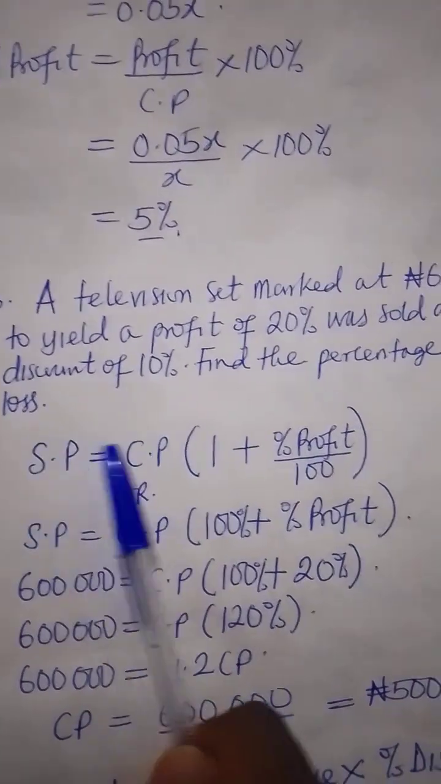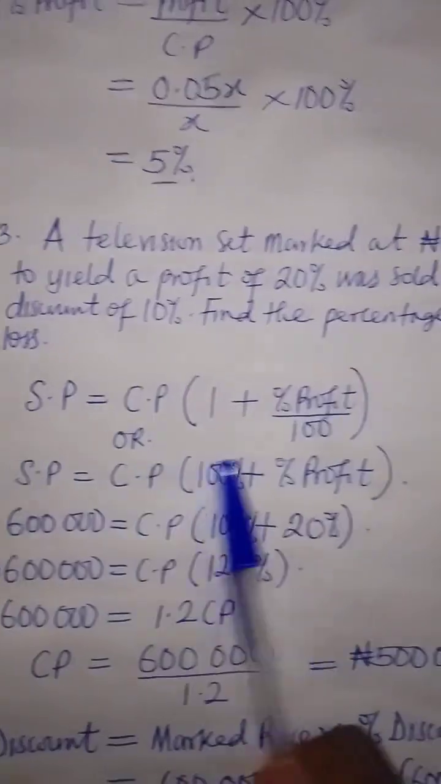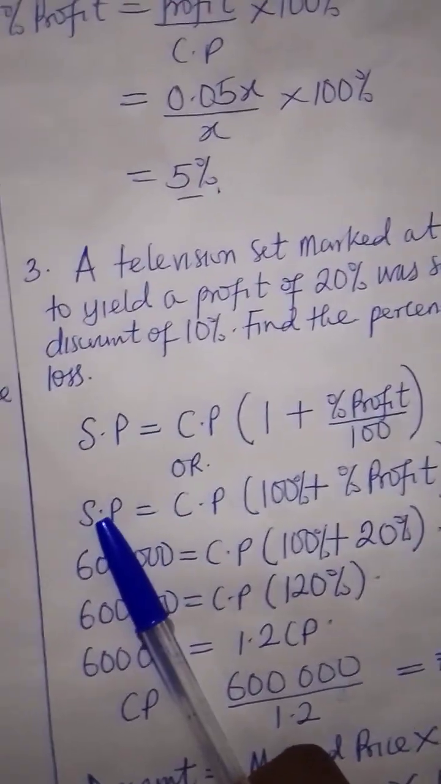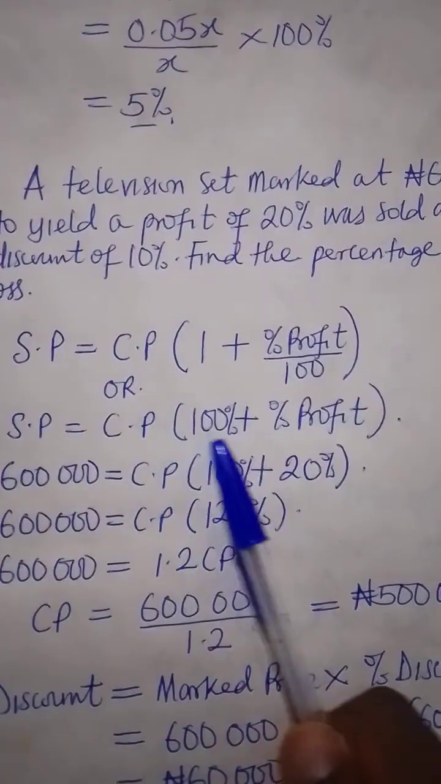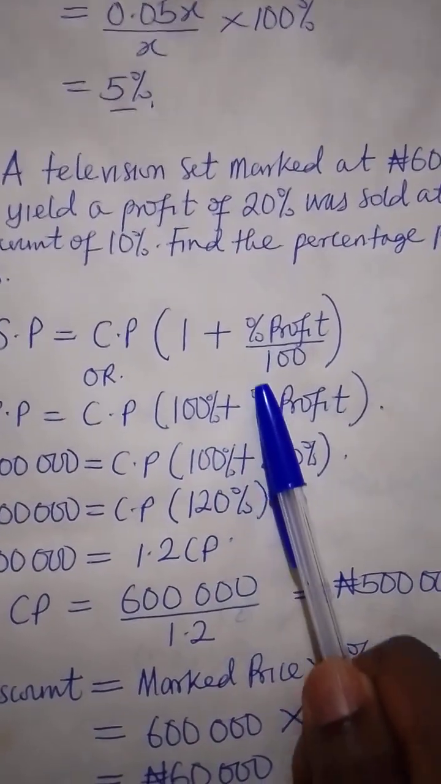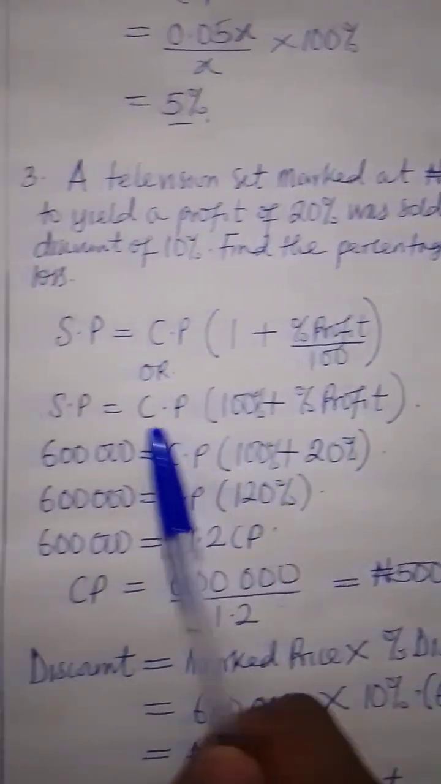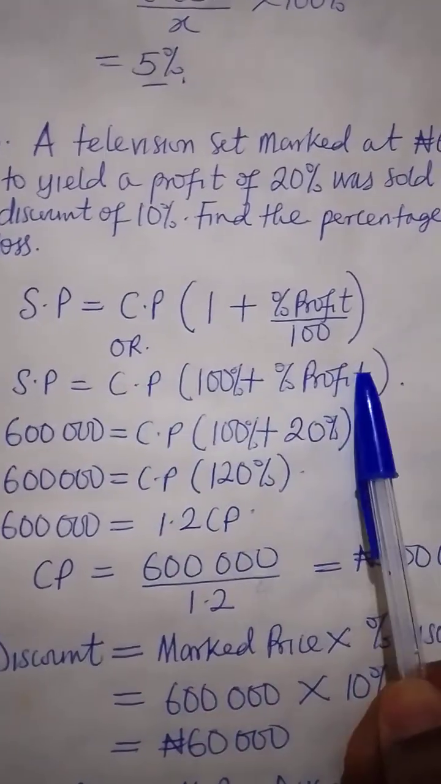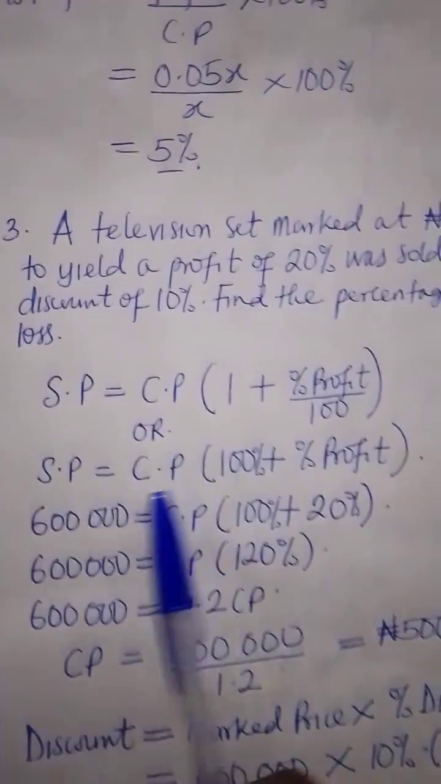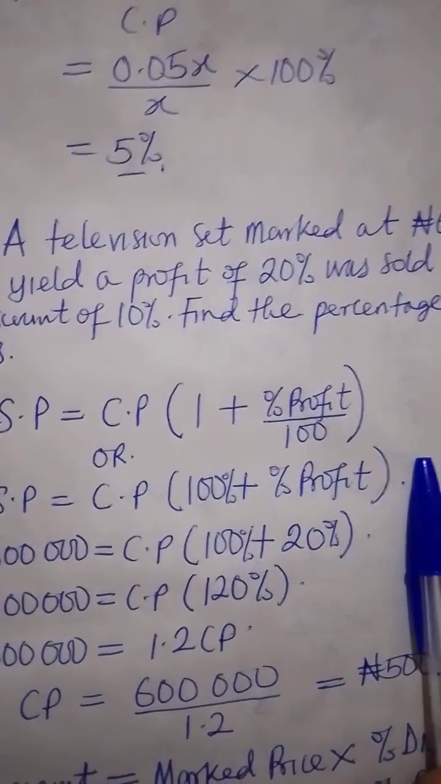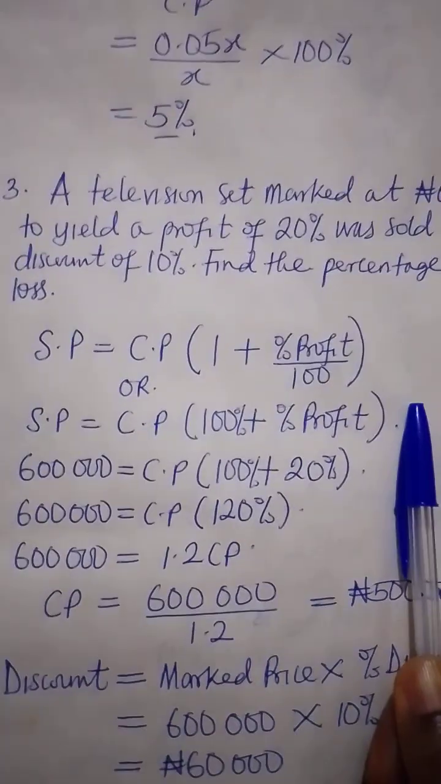We can rewrite this in a simpler version, in a crude form, which is the selling price is cost price into 100% plus percentage profit. Remember, I referred to this as a crude form while I refer to this as the refined form. But I would like us to use this because this is easier and simpler.